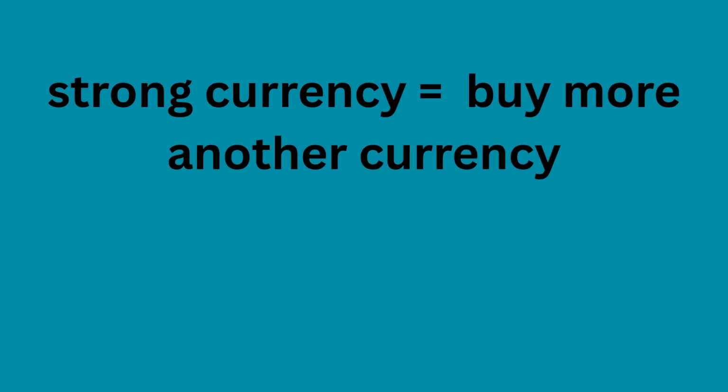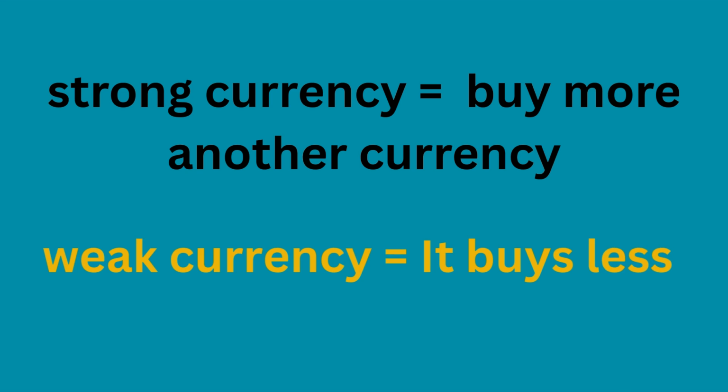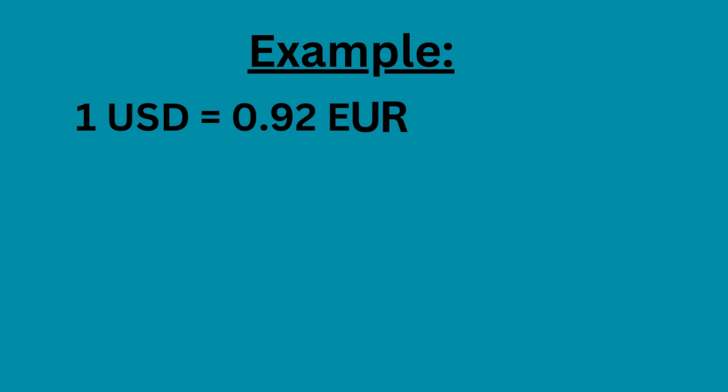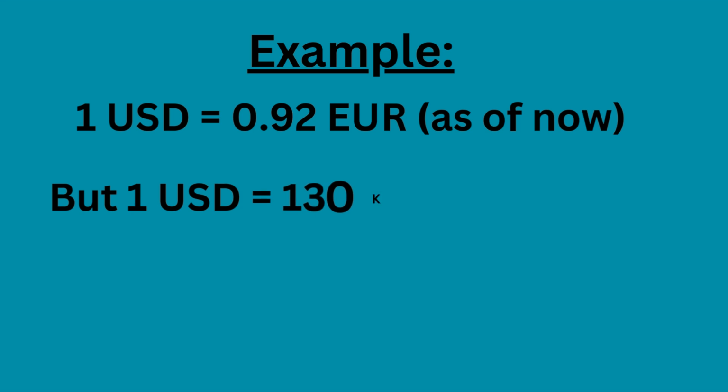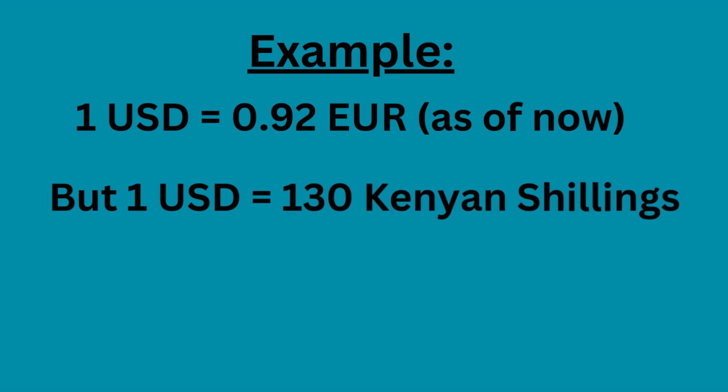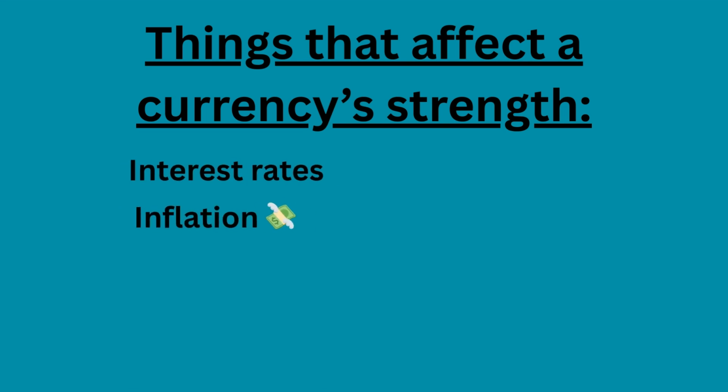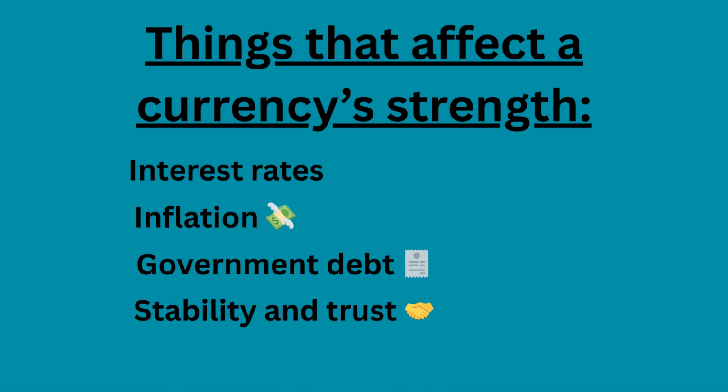Section 2. What makes a currency strong or weak? A strong currency equals it can buy more of another currency. A weak currency equals it buys less. Example: 1 USD equals 0.92 euro as of now, but 1 USD equals 130 Kenyan shillings. It's not that Kenya's broke, it's that their economy, exports, and currency demand are very different. Things that affect a currency's strength: interest rates, inflation, government debt, stability and trust, exports versus imports.